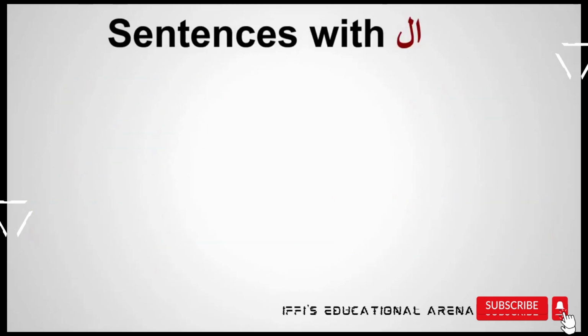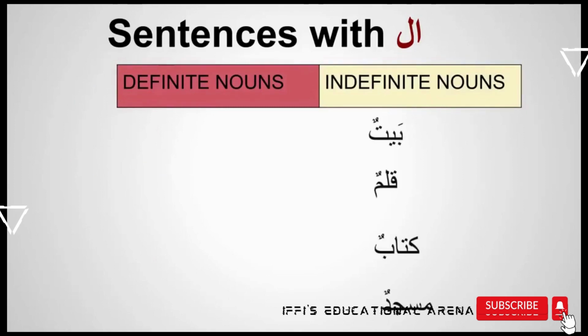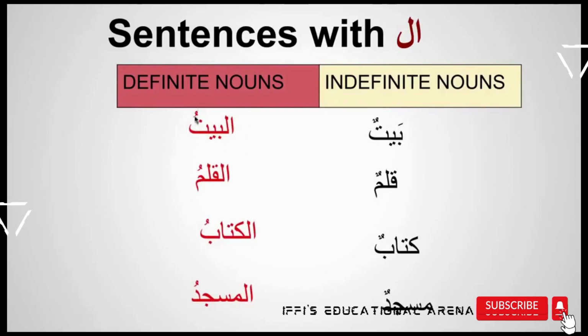So we'll learn more about proper nouns. In our previous session we learned how to make an indefinite noun into a definite noun. We know that a word ending with double dhamma is an indefinite noun, and we make it definite by adding the definite article al and changing the double dhamma into a single dhamma. You get a definite, like al-baytu, al-kalamu, al-kitabu, al-masjidu.